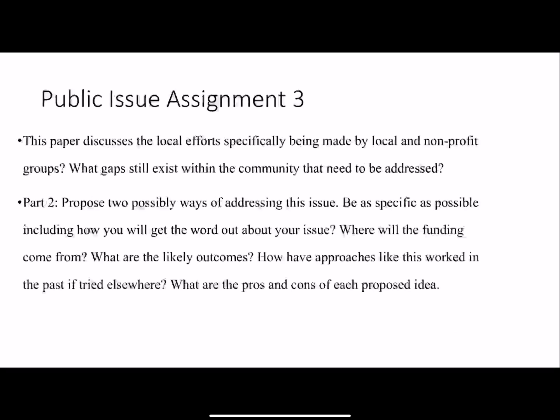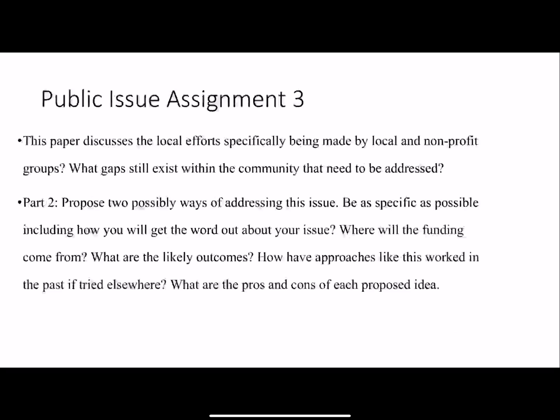So what are those gaps in services to particular populations? Or maybe there's a particular demographic group that's being underserved or more significantly impacted by the public issue. So in that case, that would be a gap. So again, I want to reiterate, the beginning of paper 3 addresses any gaps that exist.